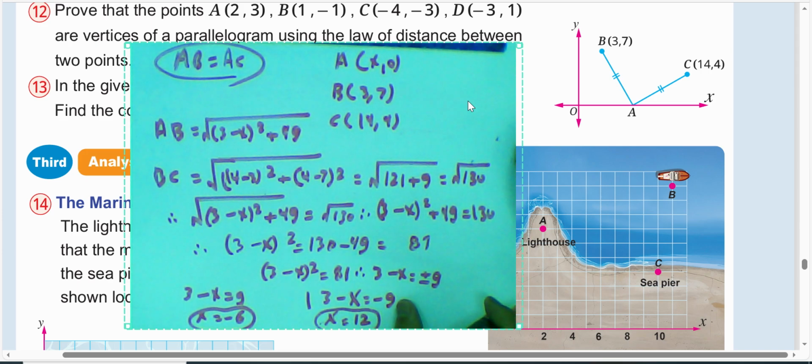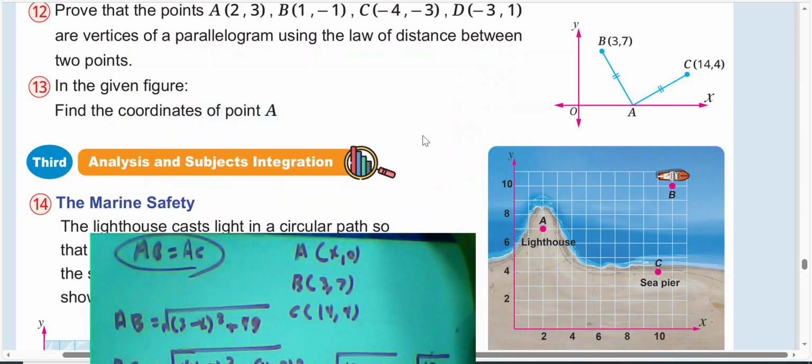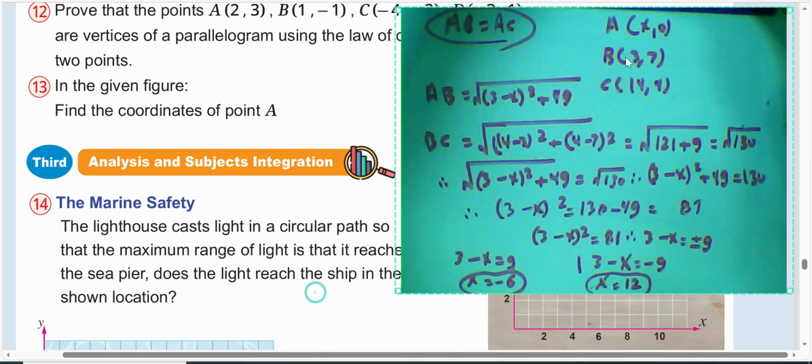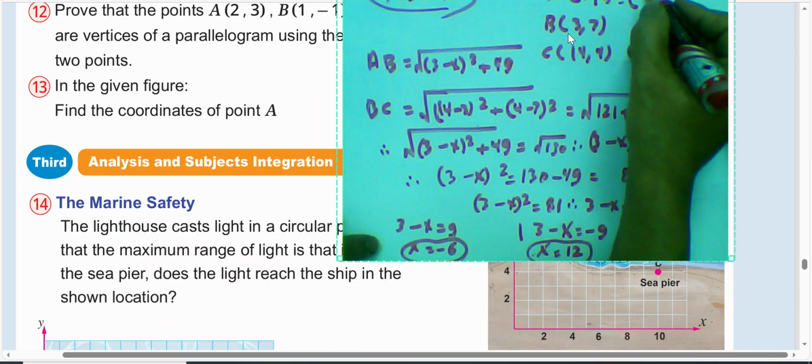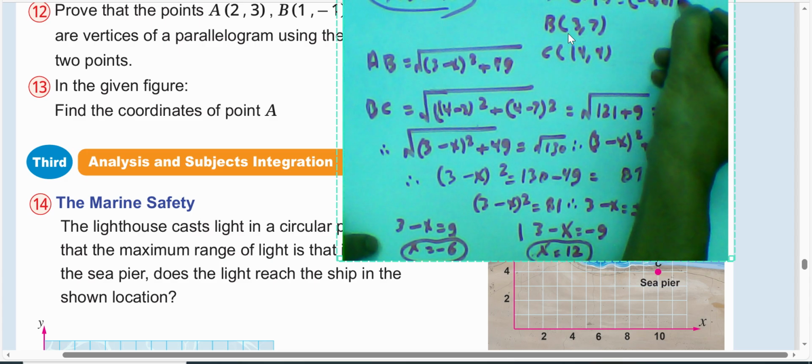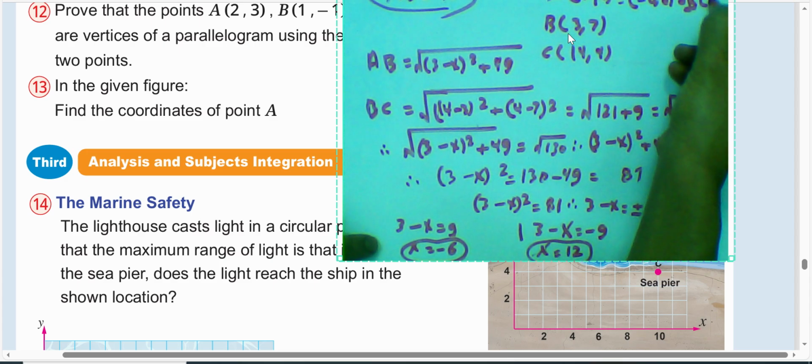3 minus 12 is negative 9, and 3 minus negative 6 will be 9. Then the value of x will be negative 6 or 12. You have two solutions for this question. Understood? Then the coordinate of point A will be what? A will be negative 6 and 0 or 12 and 0.